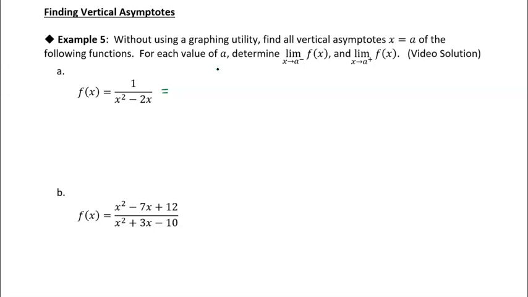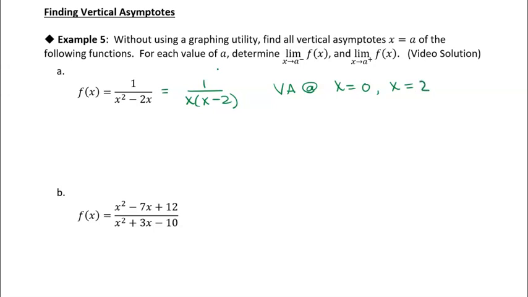All right, first thing I'm going to do, I really am interested in where the denominator is 0. So I'm going to factor the denominator of this function, right? So I get x times x minus 2. And then based on that, I can see I'm going to have vertical asymptotes at x equals 0 and x equals 2.